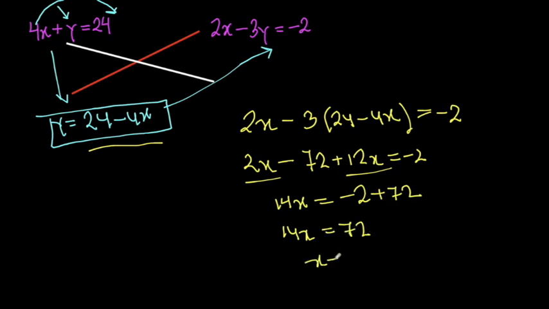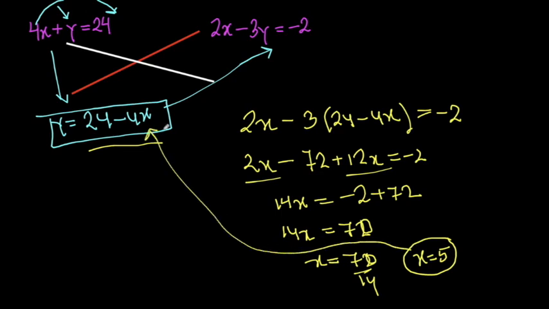So x is equal to 70 over 14, sorry, this is 70, because 72 minus 2 is 70. So 70 over 14 is 5. So we have got x is equal to 5. Okay, so we have got the first thing, which is x is equal to 5. Now if you want to find the value of y, you can put it in any of these equations, but it's better to put it here, because we have already manipulated.